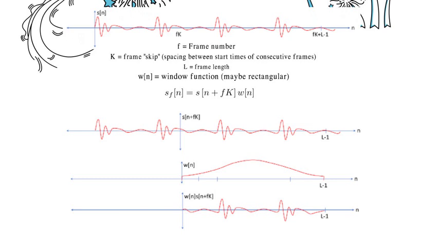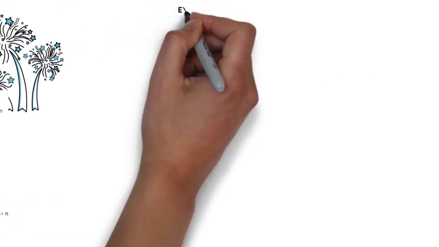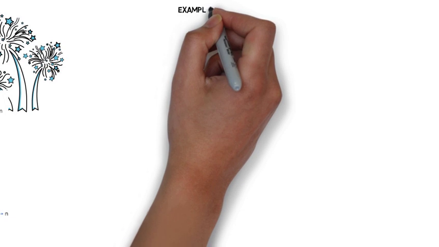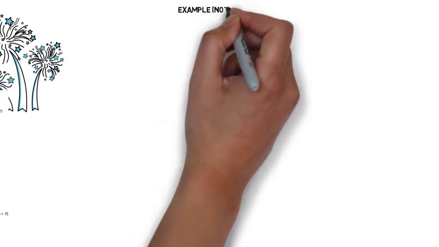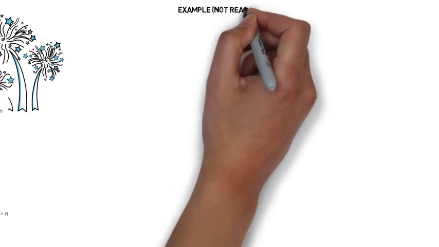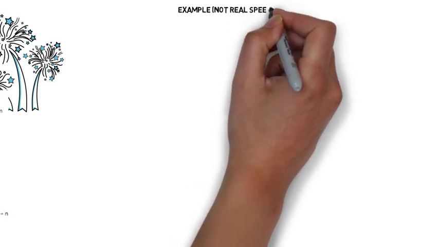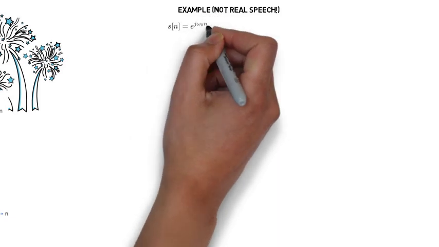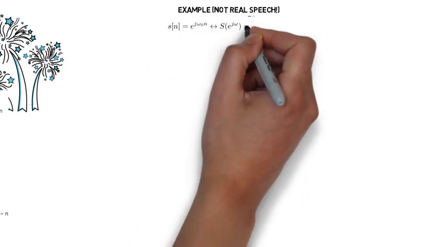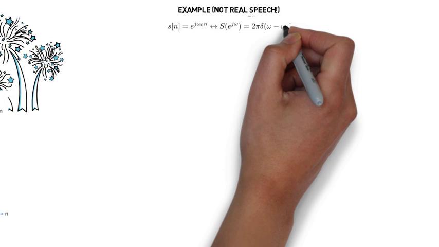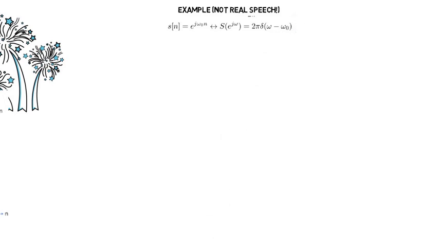All right, now you've seen the algorithm in the time domain. Now I want to analyze it a little bit in the frequency domain. So let's work with an example that's not real speech, first of all, so that you can understand what's going on, and then I'll go to work with an example that looks more like real speech. To start with an example that's not real speech, let's start with e to the j omega naught n.